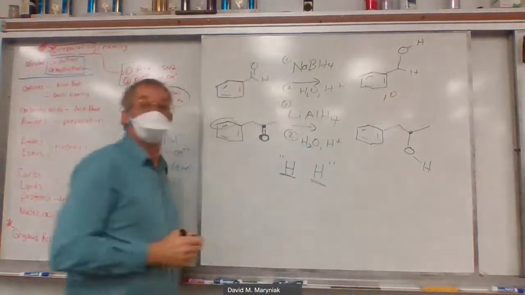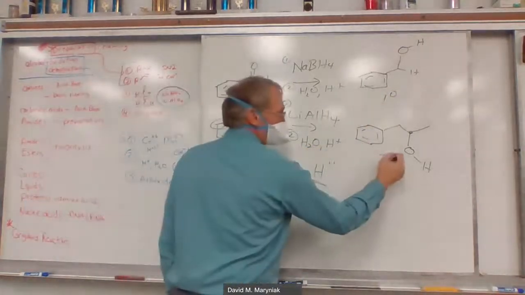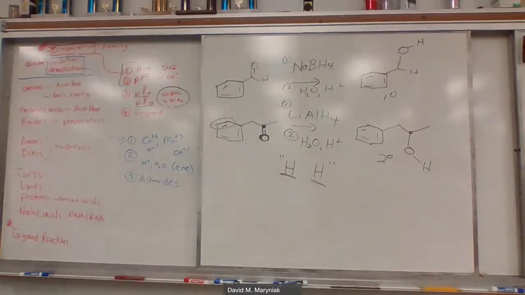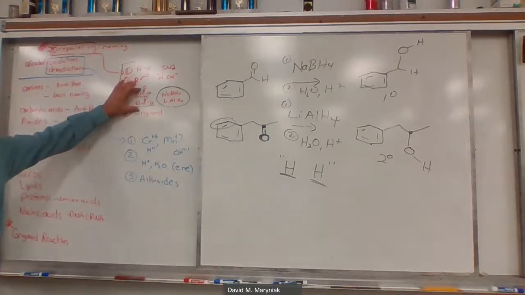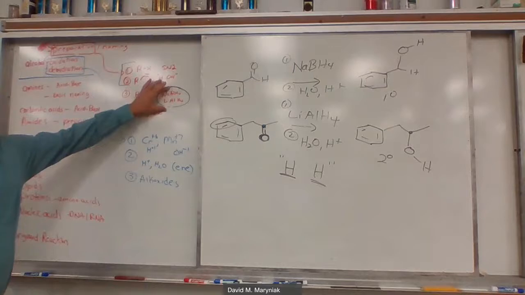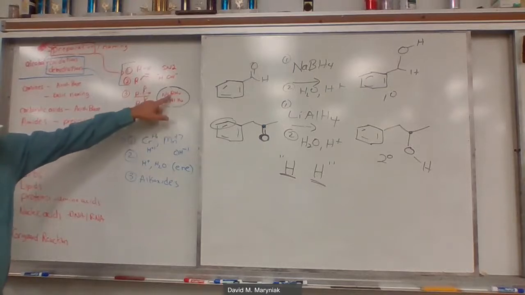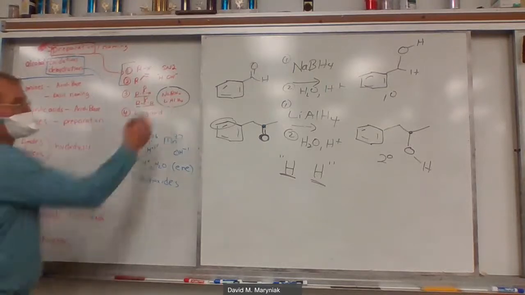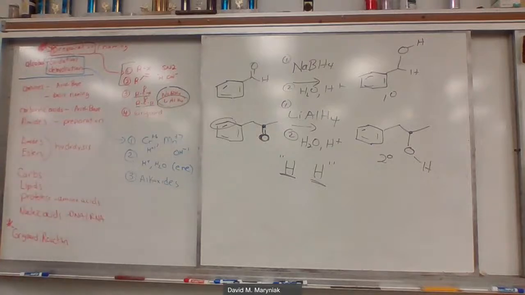Aldehydes are always going to give you primary alcohols. Ketones are always going to give you secondary alcohols. So although they're both alcohols, there is a difference between primary and secondary. As we'll see next semester, we also do reductions of acids, esters, and amides with one or more of these. So you should be aware of these two reagents, but lithium aluminum hydride is the stronger of the two. It would do it faster, more efficiently, but it'll also reduce other groups, coming up.